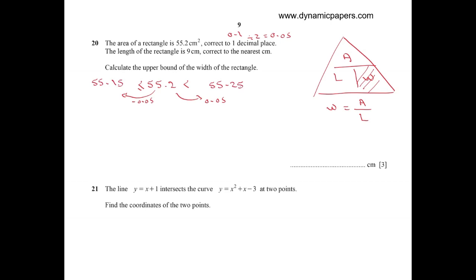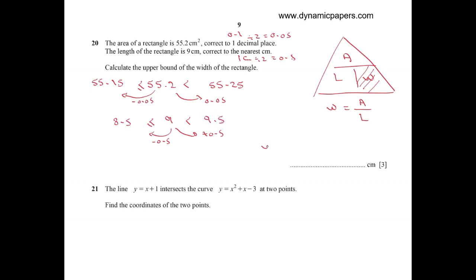The length of the rectangle is 9 cm, correct to the nearest centimeter. To the nearest centimeter means 1 centimeter divided by 2, which is 0.5. So the 9 centimeters will be between minus 0.5 and plus 0.5. 8.5 is the lower bound of the length and the upper bound is 9.5.